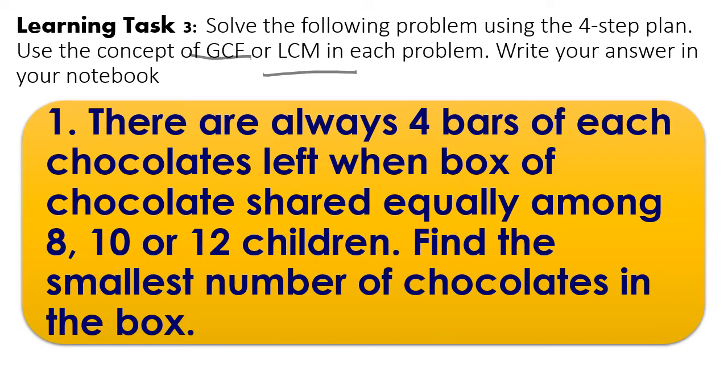Number 1, there are always 4 bars of each chocolates left when box of chocolate shared equally among 8, 10, or 12 children. Find the smallest number of chocolates in the box. Parang ano lang din to, yung problem number 4 in learning task 2, na kapag yung may leftover, just add that to the number that you're going to get.